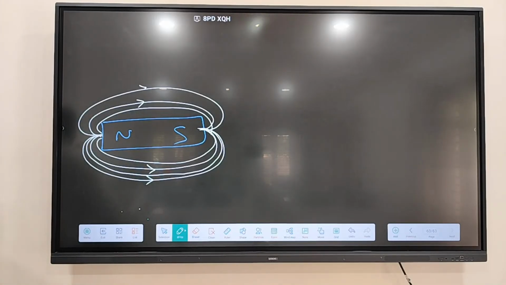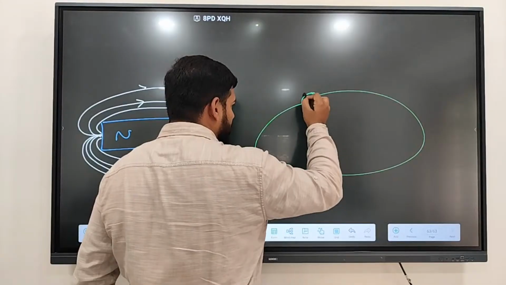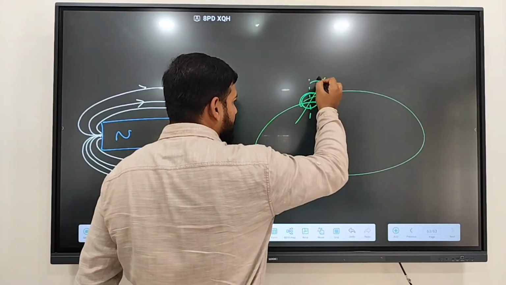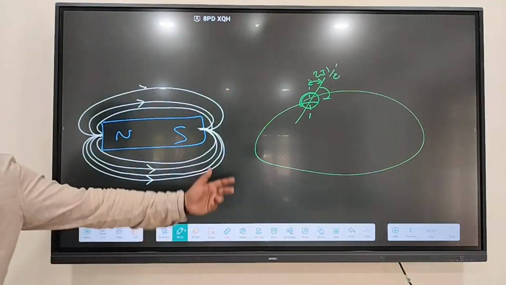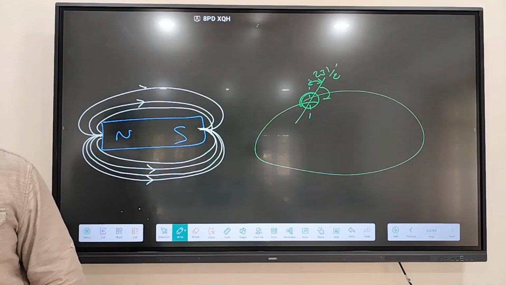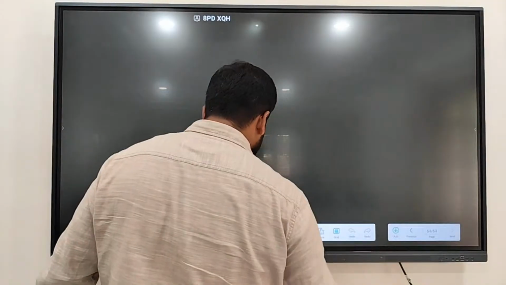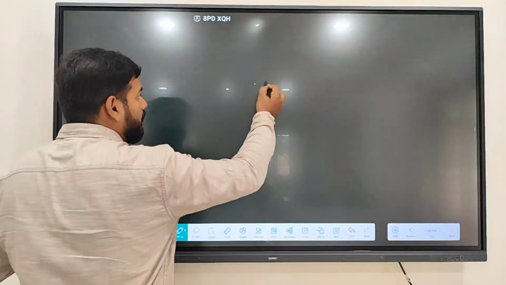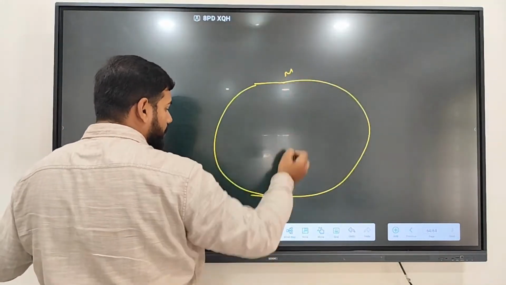Earth is slightly inclined, right? How many degrees of inclination? 23 and a half degrees. See, while revolving around the sun, Earth is inclined to the axis by 23 and a half degrees. To this axis, 66 and a half degrees, total 90 degrees. While revolving around the sun, it is inclined by 23 and a half degrees to its axis of rotation, right? See, North Pole, South Pole.